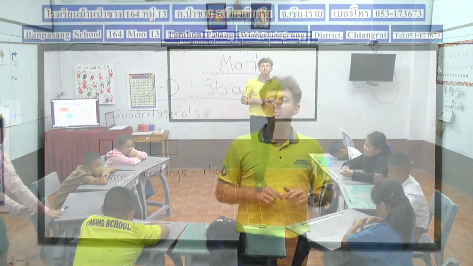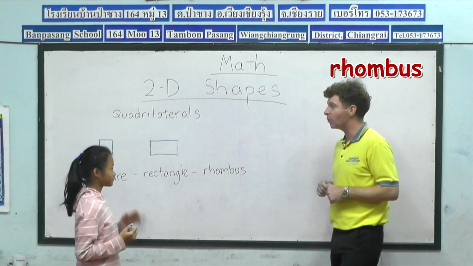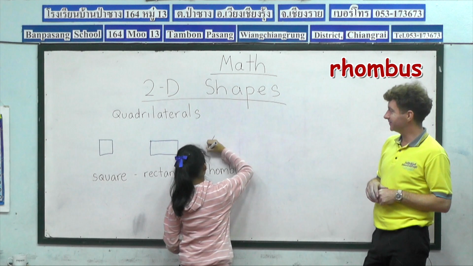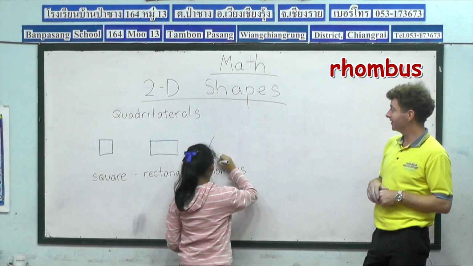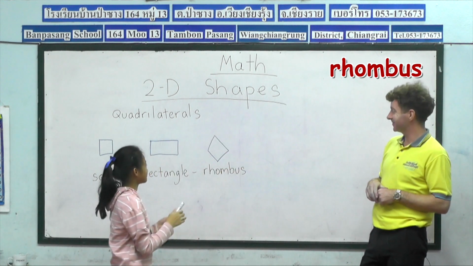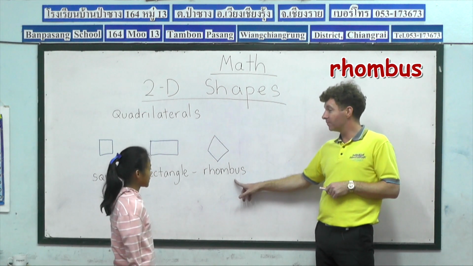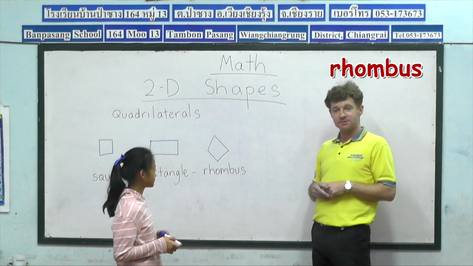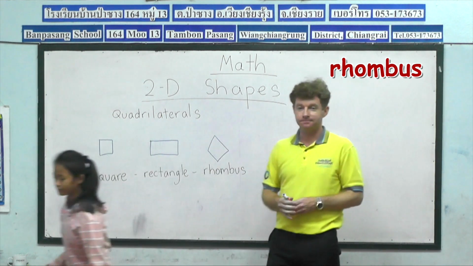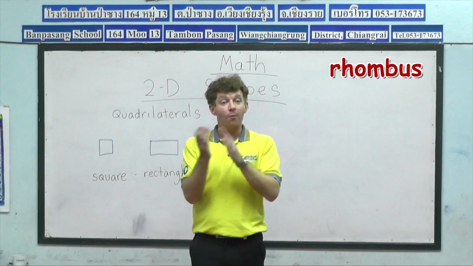So the key to remembering rhombus is it looks like a diamond. 4 sides and 4 corners. So can you draw a rhombus for me, please? 1, 2, 3, 4. Excellent. Dawn has correctly drawn a rhombus. All together, guys, rhombus. Perfect. High five, Dawn. Big round of applause for Dawn. And round of applause for everybody for remembering so well.